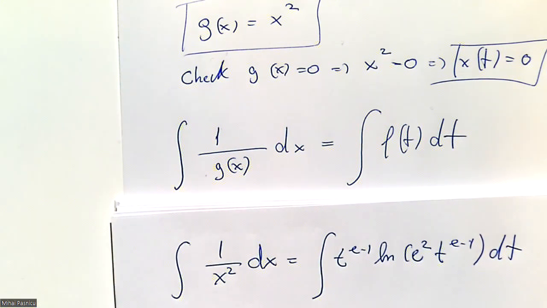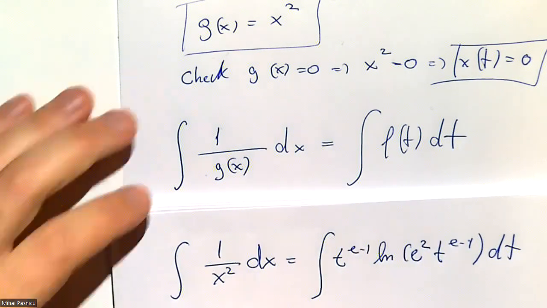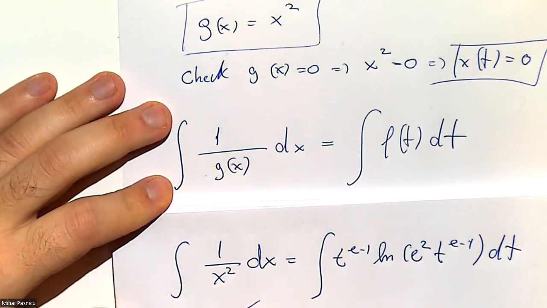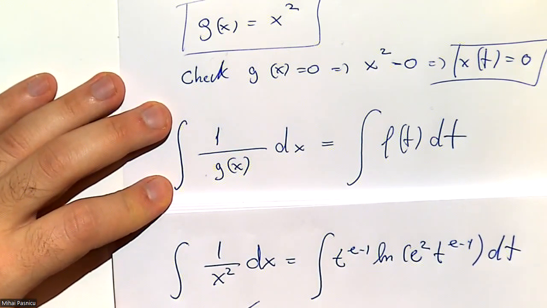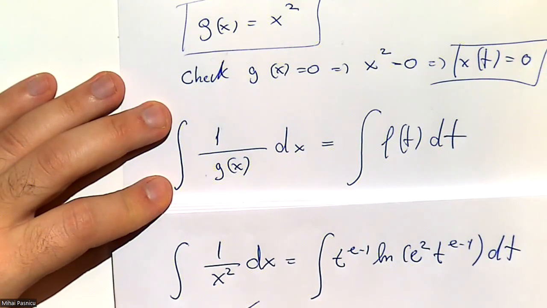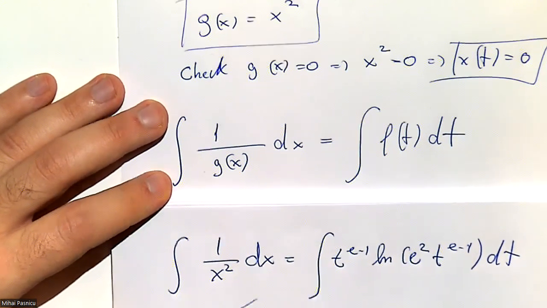Okay, and now we can compute the left-hand side. We can compute this. This is minus 1 over x. But this thing, this is a problem. I have no idea how to solve this.